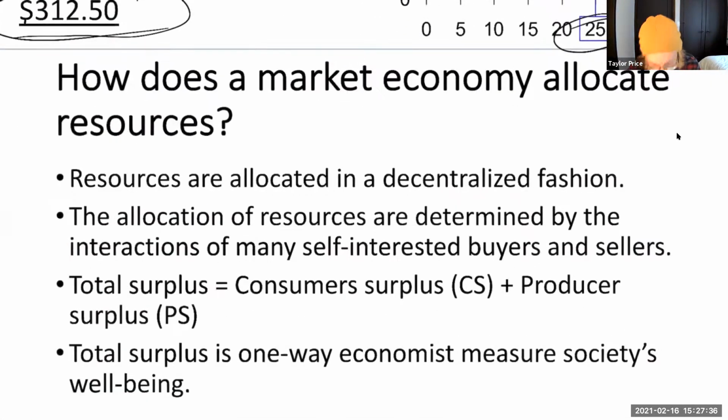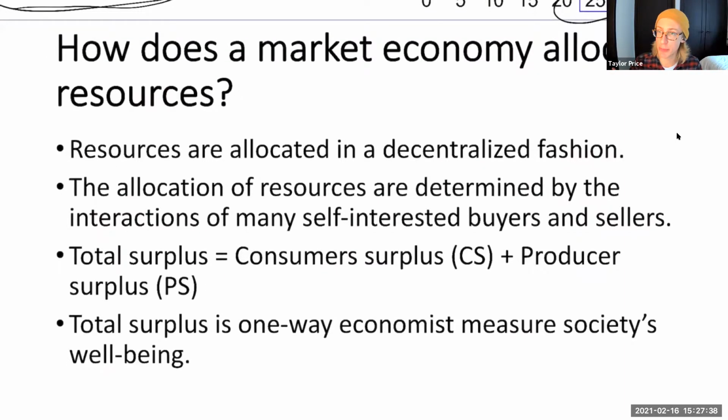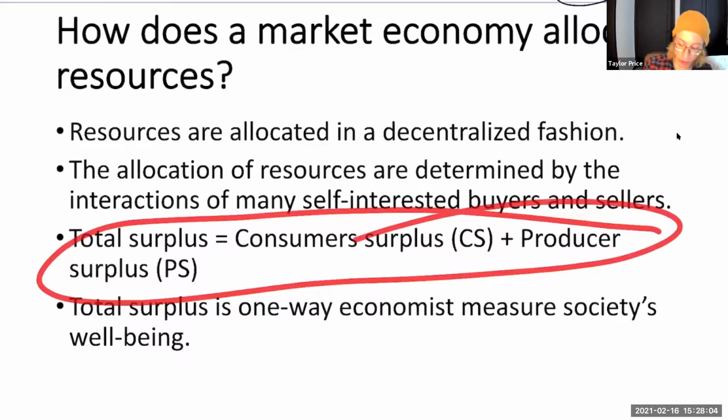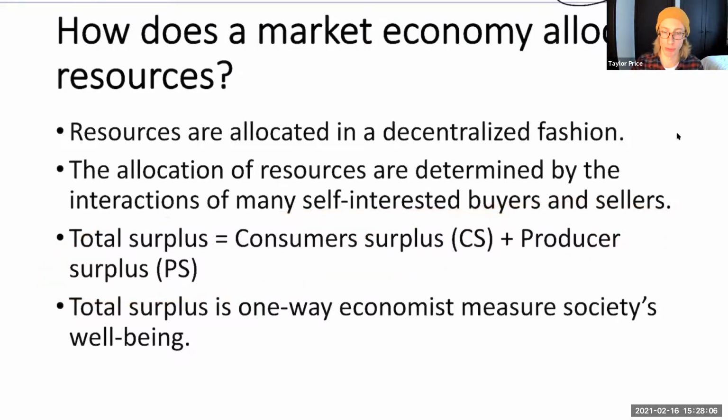Okay. So now let's talk about the welfare aspect of this. How do market economies allocate resources? Market economies allocate resources in a decentralized fashion. All that really means is that the government doesn't tell companies what to do. The companies determine for themselves based on the interactions of the buyers and the sellers. And total surplus is effectively just the consumer surplus plus producer surplus. That's all we're looking at in this example for the allocation of resources.